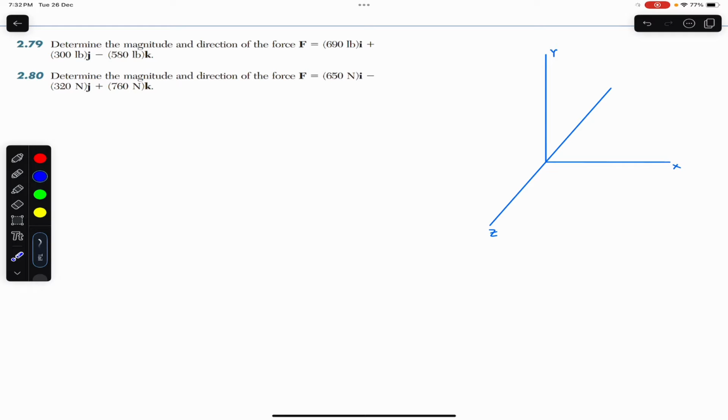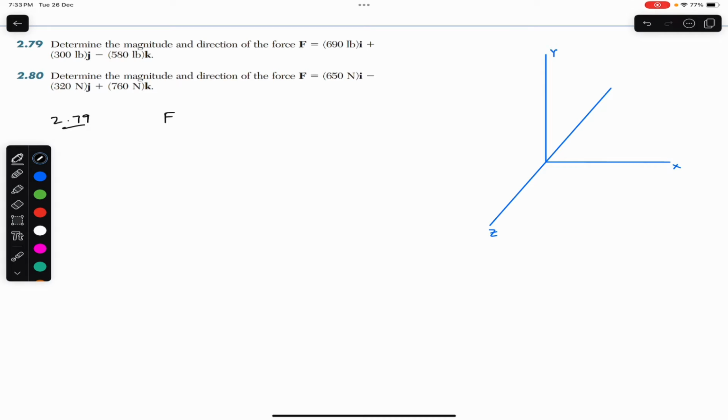Now we are going to solve these two problems, and these two problems are similar to each other. So problem 279 says that determine the magnitude and direction of force F, and we are given the Cartesian vector representation of force F. So we can find the magnitude of this force F by applying the Pythagoras theorem. This is problem 279 solution.